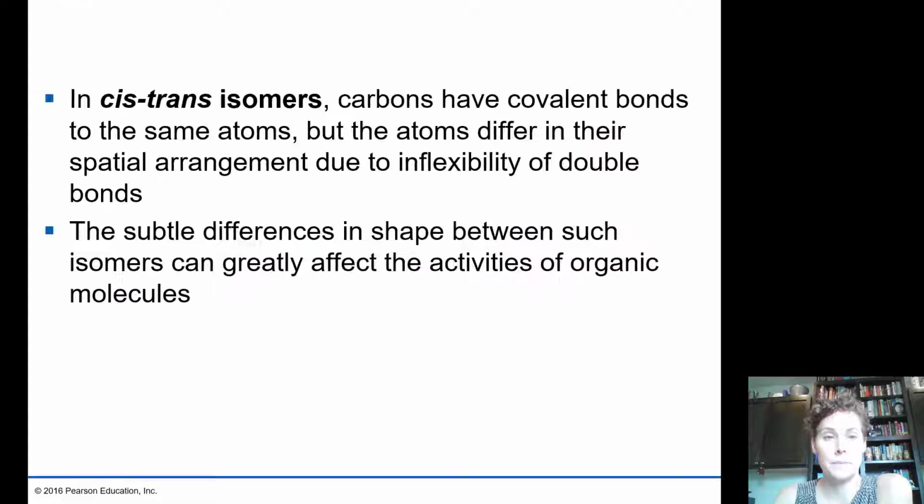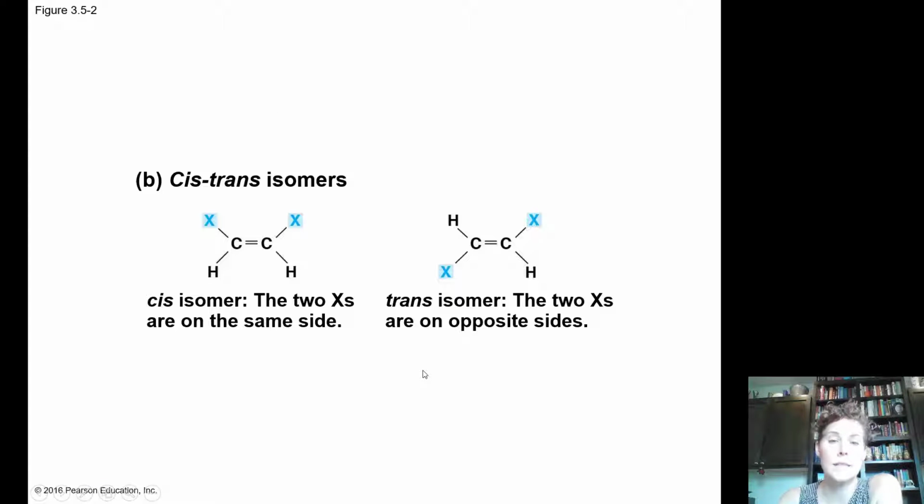Structurally, they look different. There's also cis-trans isomers. So know that isomers have the same components of the element, just arranged differently. There's structural, there's cis-trans, and there's another one that we'll look at. Carbons have covalent bonds to the same atoms, but the atoms differ in their spatial arrangement due to the inflexibility of double bonds. The subtle differences in shape between such isomers can greatly affect the activities of organic molecules. So here is an example of a cis-trans isomer.